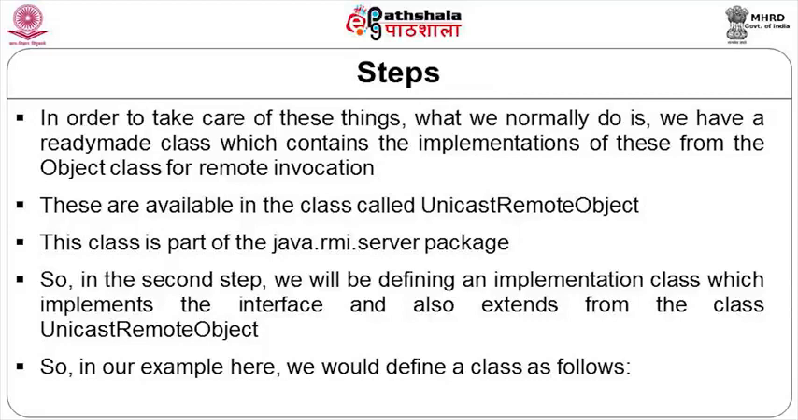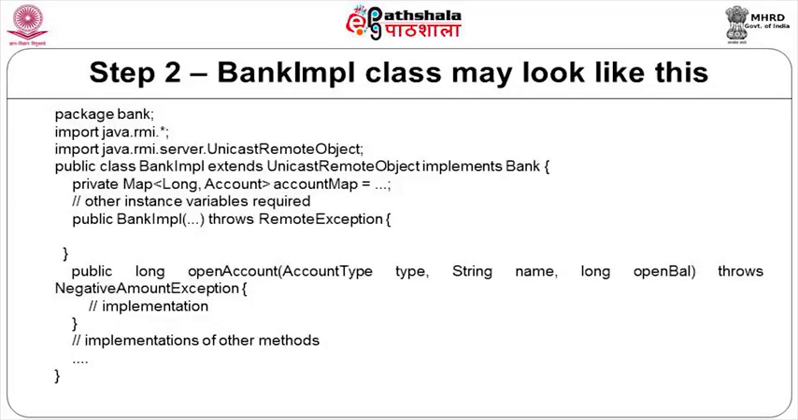These are available in the class called UnicastRemoteObject, which is part of the java.rmi.server package. So in the second step, we define an implementation class which implements the interface of step 1, but it also has to extend from the class called UnicastRemoteObject. So here we would define, for example, public class BankImpl extends UnicastRemoteObject implements Bank.